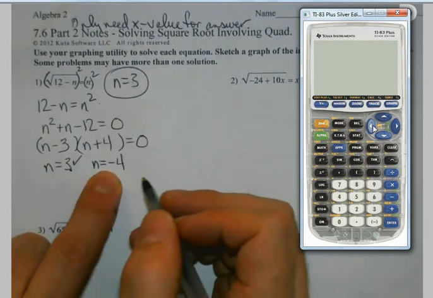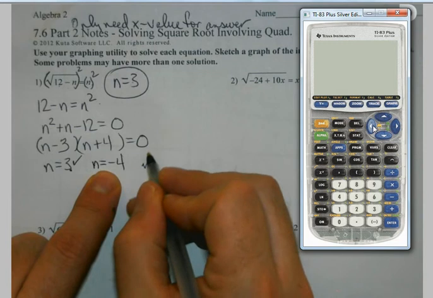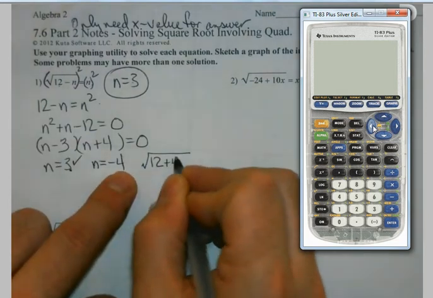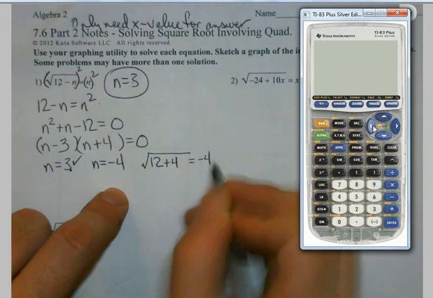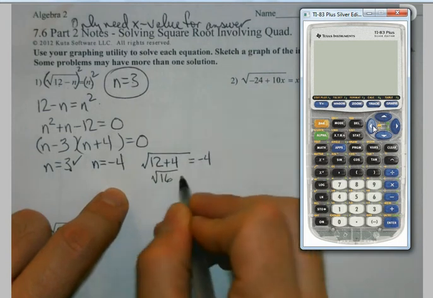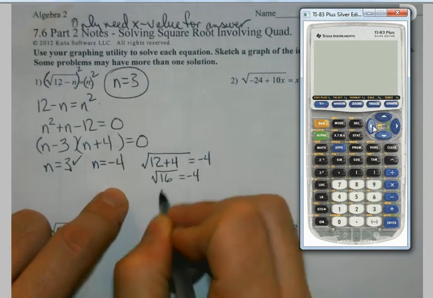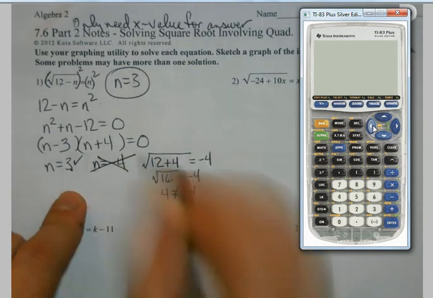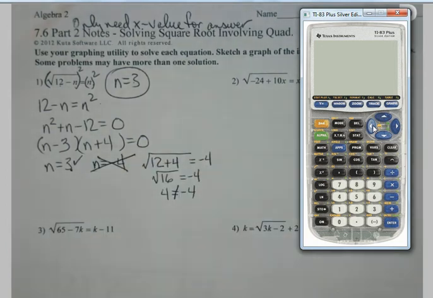If I was checking -4, though, I'd have 12 minus -4, which would be plus, equals -4. You're like, oh, I see what's going to happen. The two sides don't equal at the end. So I'd have to check both the answers to see if one of them didn't work, maybe both of them work, maybe neither of them work. Which is the other nice thing about the calculator. You're visually going to see if there's an answer or not.